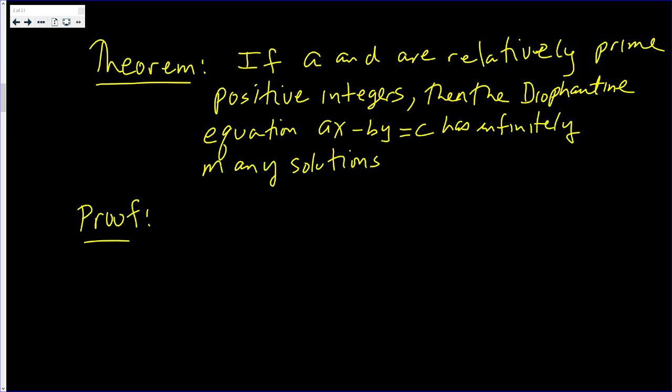In this video, we're going to prove another theorem about Diophantine equations. If a and b are relatively prime positive integers, then the equation ax minus by equals c over the integers has infinitely many solutions.